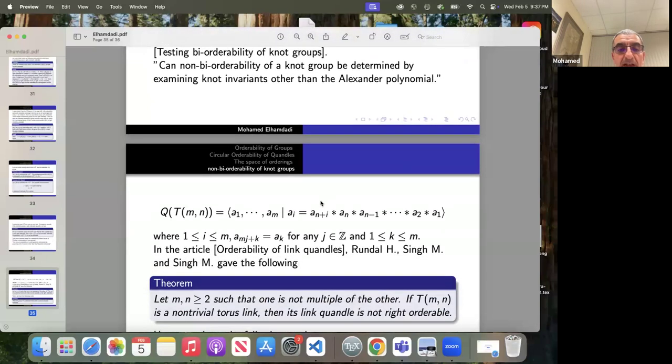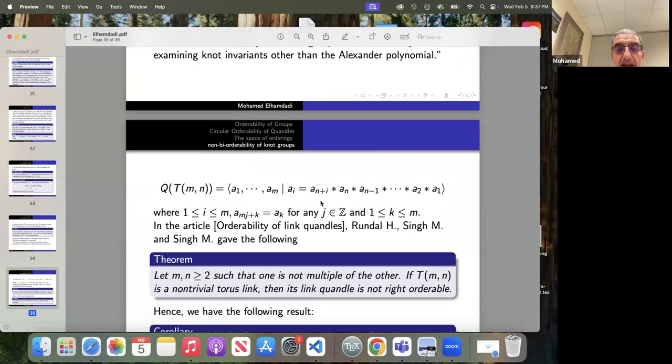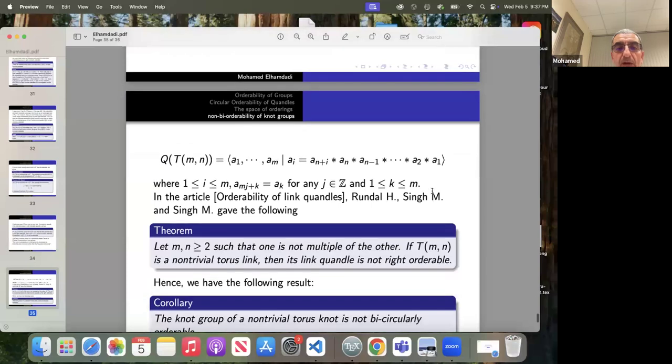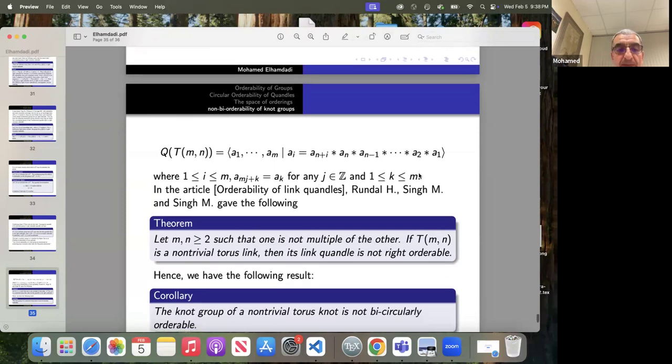Now, here is a nice presentation of the fundamental quandle of the torus knot T(M,N). This is taken from the paper of Randall, Mahendra Singh, and Manpreet Singh. It's given by M generators A1 to AM such that A_i is A_{n+i} star A_n through A_1, with the following conditions: that A_{mj+k} is the same as A_k for every integer j, and k is between 1 and m.